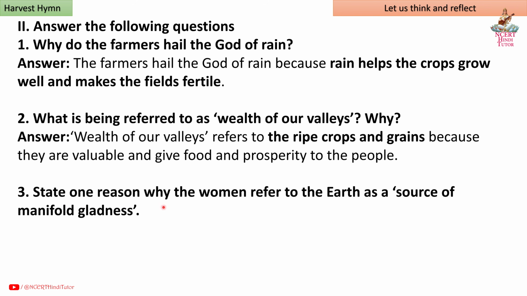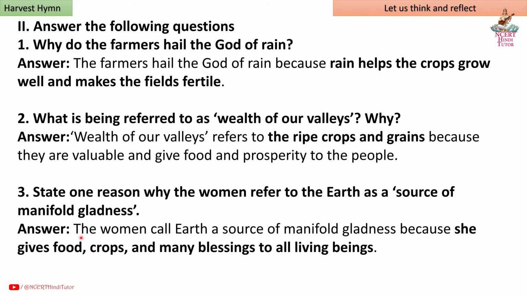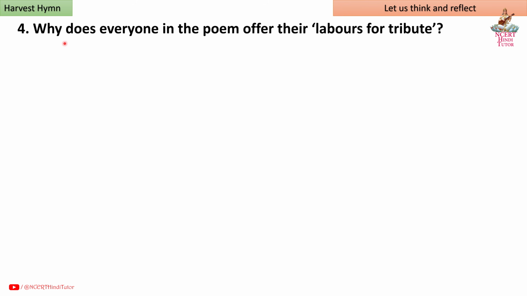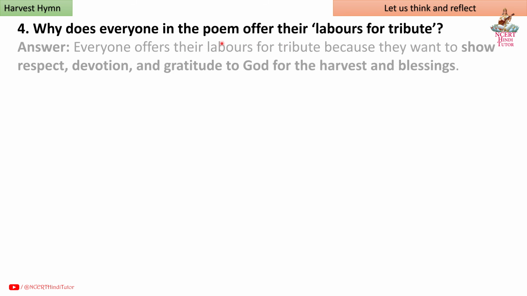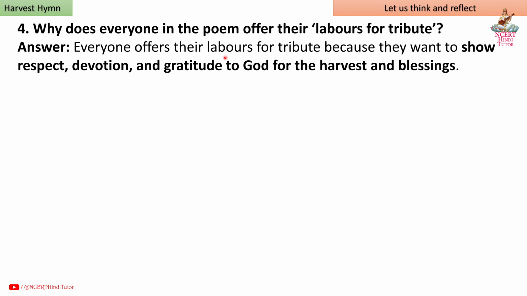Third, state one reason why the woman referred to the earth as a source of manifold gladness. Answer. The woman called earth a source of manifold gladness because she gives food, crops, and many blessings to all living beings. Fourth, why does everyone in the poem offer their labors for tribute? Answer: everyone offers their labors for tribute because they want to show respect, devotion, and gratitude to God for the harvest and blessings.